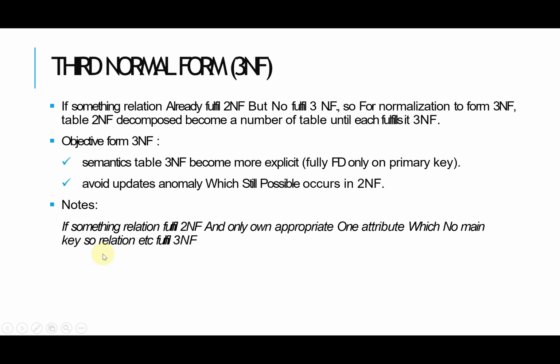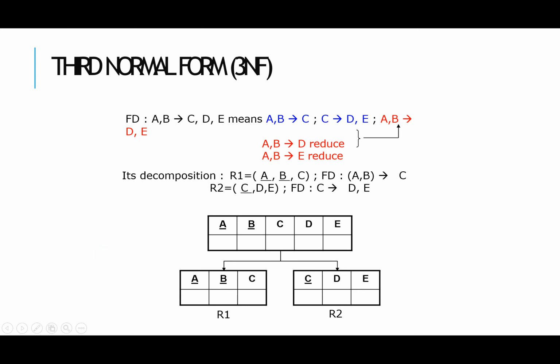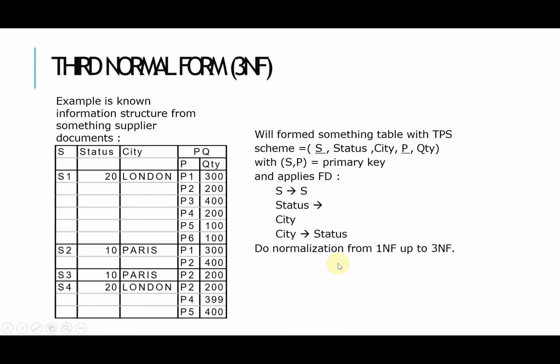Okay, for example, we need an example for third normal form. Okay, so this is the decomposition. Okay, so A, B, C, and D, so we have the relation. Or we have two tables, a sample like this. The sample is an information structure from supplier documents. So we have the supplier number, we have the status, we have the city, we have the PK, okay, we have the P and quantity.